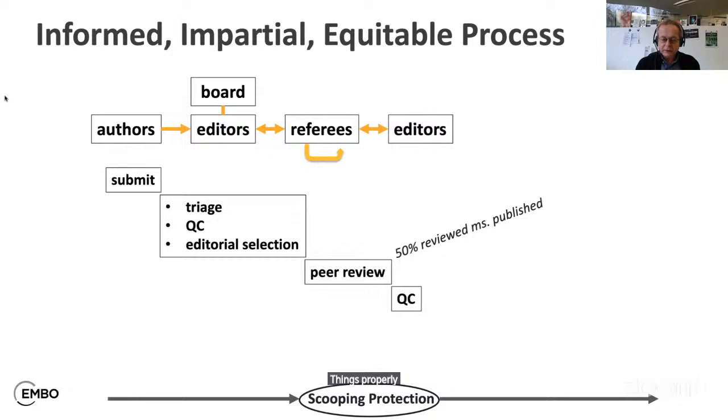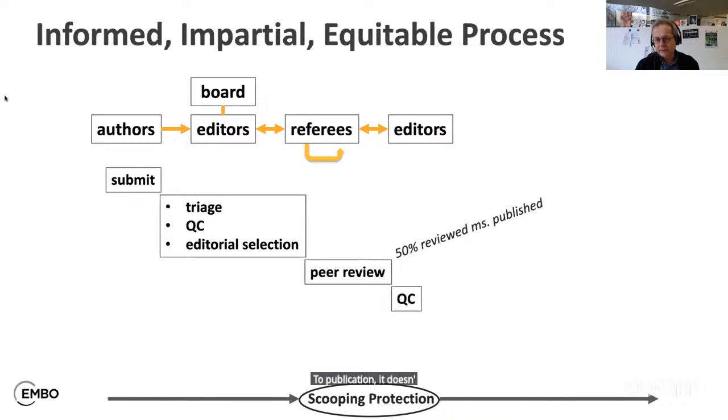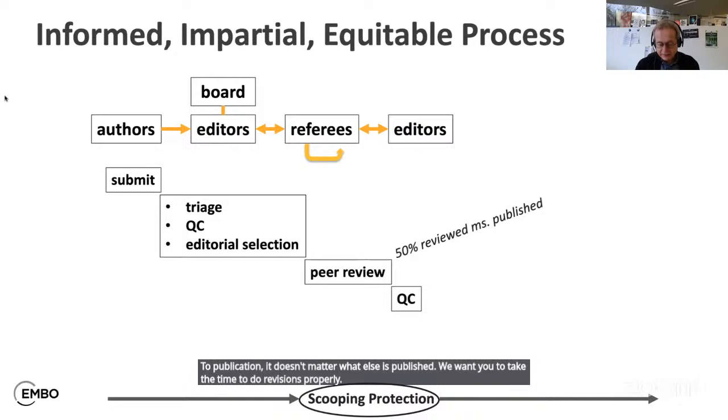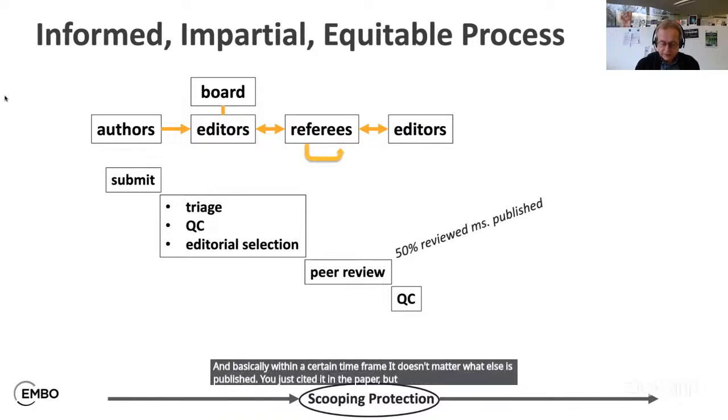That we try to support by having a very simple policy. And when you select journals, I would really keep an eye out for that, because not all of them do that, which we call scooping protection. It means that during this whole process from preprinting to publication, it doesn't matter what else is published. We want you to take the time to do revisions properly, within a certain time frame. It doesn't matter what else is published, you just cite it in the paper, but we don't reject for that.